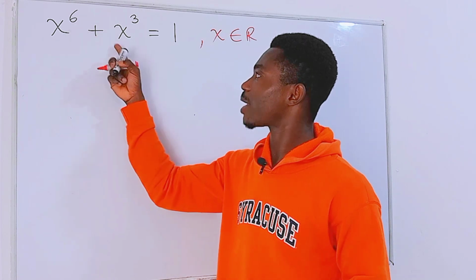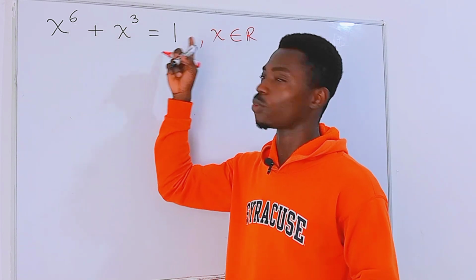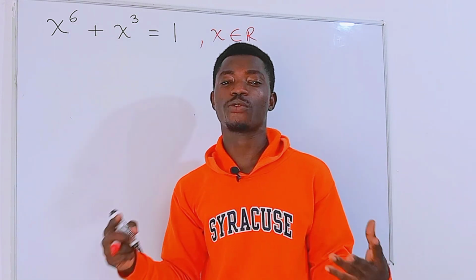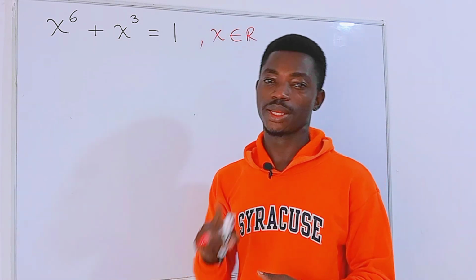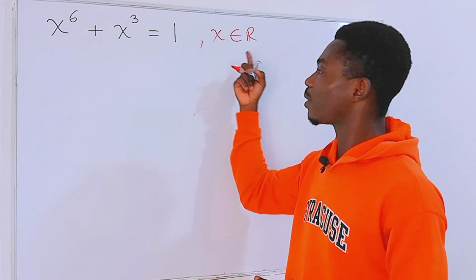x to the 6th power plus x to the 3rd power is equal to 1. And we have to figure out the value of x that will satisfy this equation. But x is a real number.